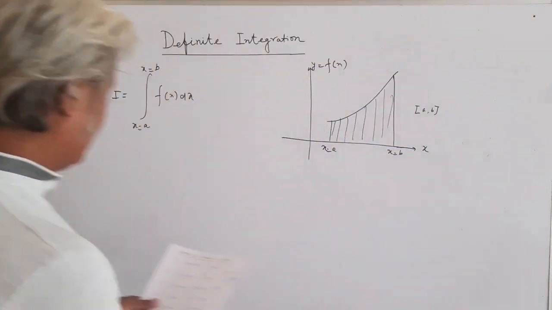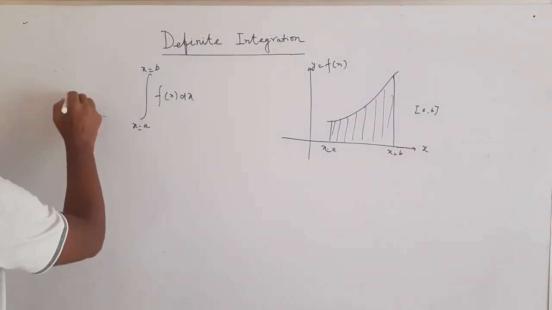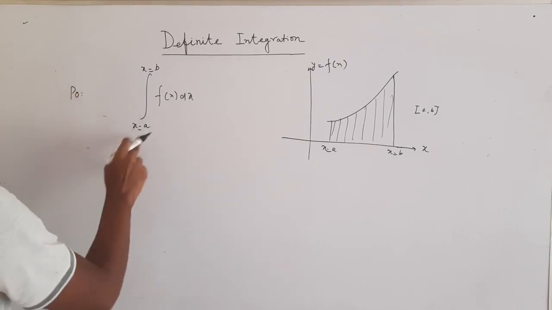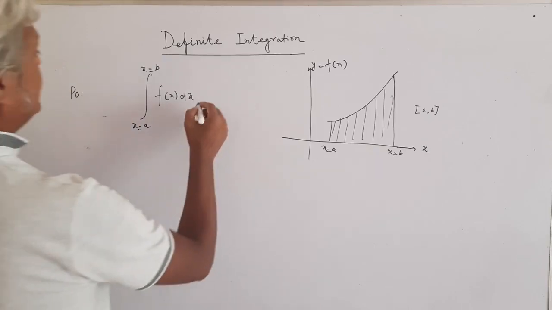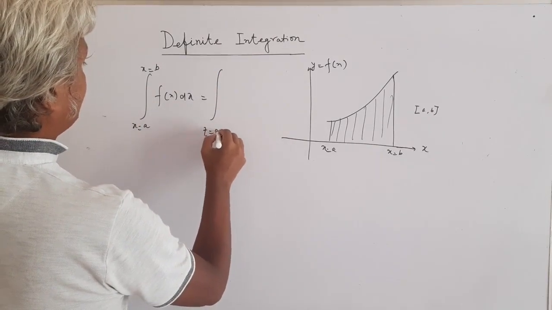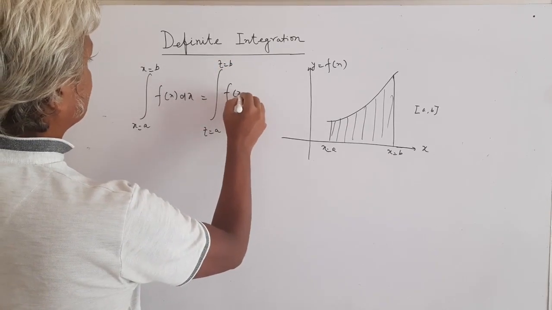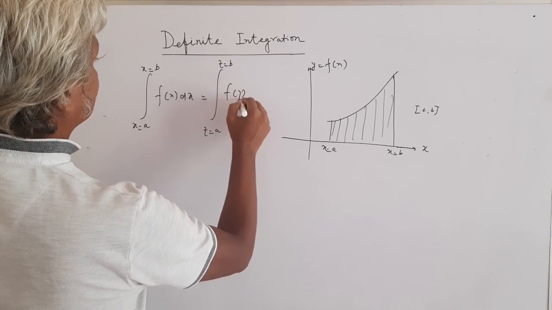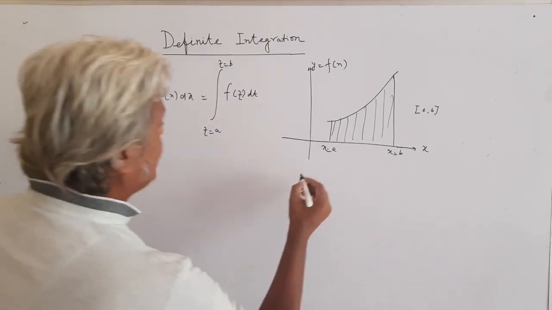So the first property is that the integration of f(x) from a to b is the same as the integral from t is a to t is b of f(t) dt. Now this is very much the same thing. Suppose I take another function.